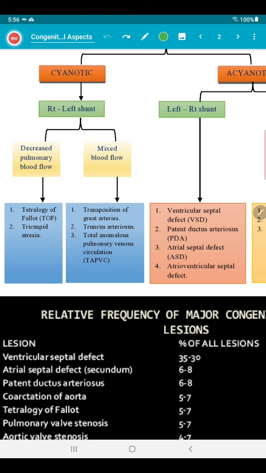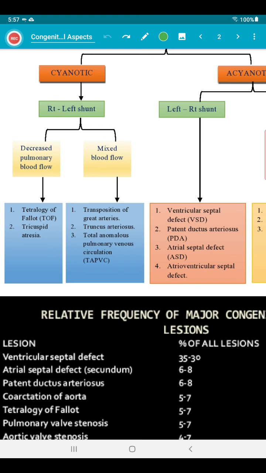So now we will go to the point. Decreased pulmonary blood flow occurs in which cases? Number one is tetralogy of Fallot, the pronunciation is not Fallot, it is tetralogy of Fallot, TOF shortly. Number two is tricuspid atresia. Atresia means closure of the valve, so in the tricuspid valve it is known as tricuspid atresia. So in these two cases we find decreased pulmonary blood flow.